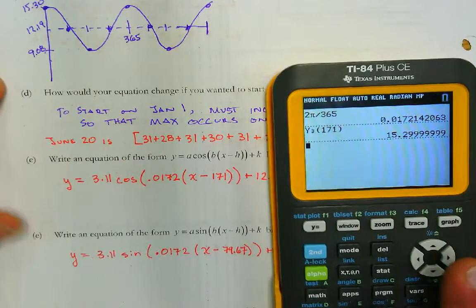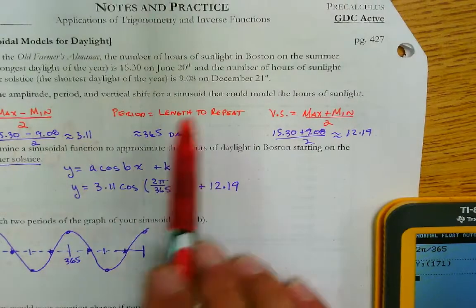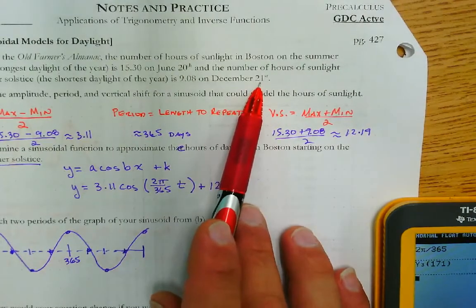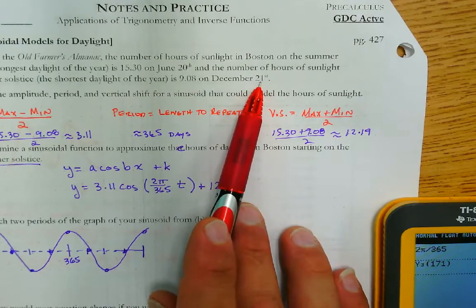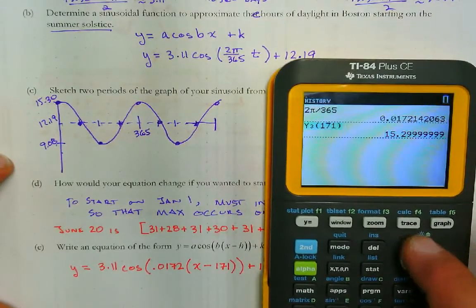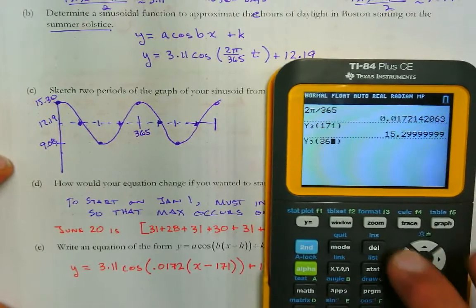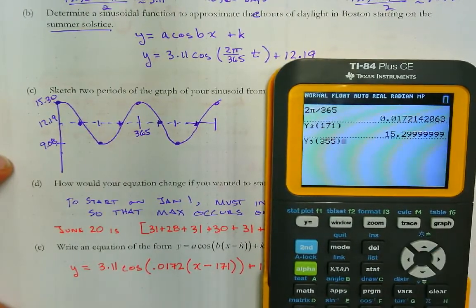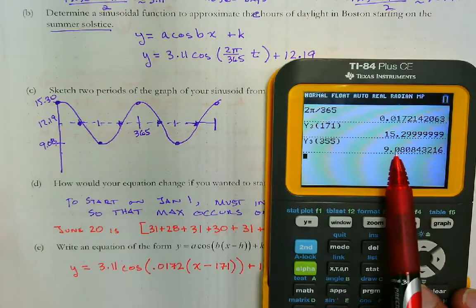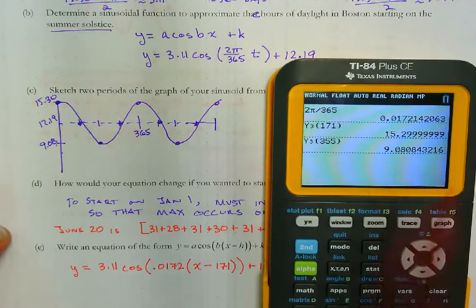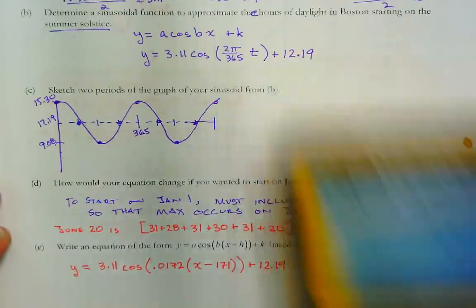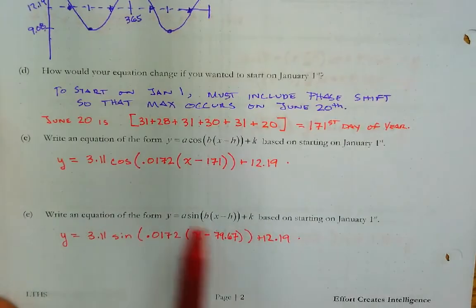Well, I know that my winter solstice is on December 21st, right? December 21st is 10 days from the end of the year. So that means it's 10 days short of 365. So I could also come over here and say, well, let me check my equation at 355, and say, on the 355th day of the year, am I close to that minimum? Yes, I am. So I can double check that my equations are all correct.